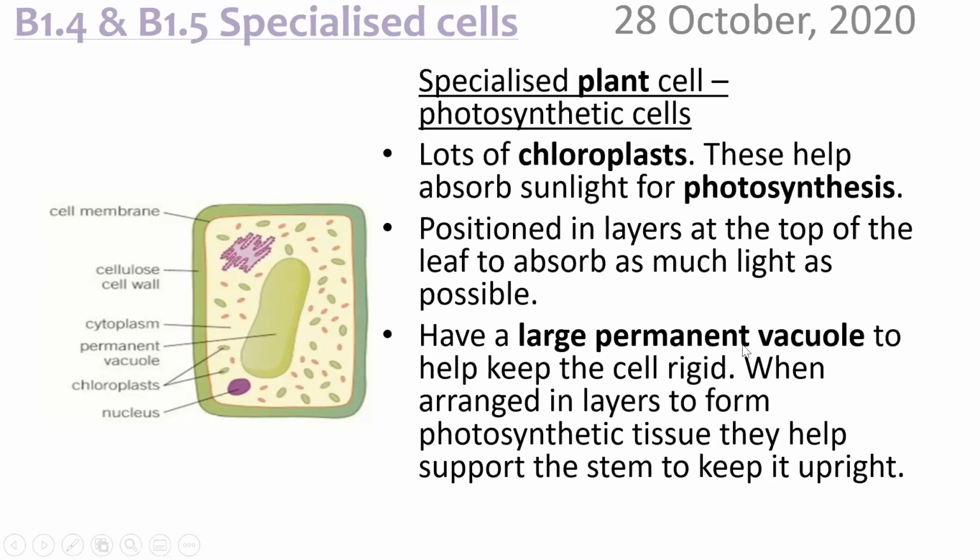And they have a large permanent vacuole to help keep the cell rigid. What I said about the vacuole, to keep it rigid, so it doesn't flop over. When arranged in layers to form photosynthetic tissue, they help support the stem. Yep, they're found in the stem that's green as well, to keep it upright.